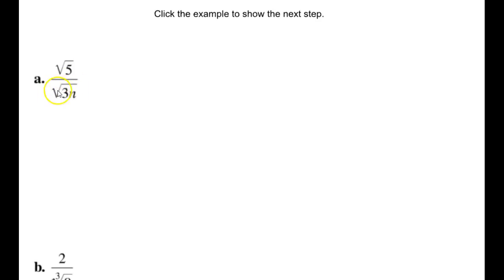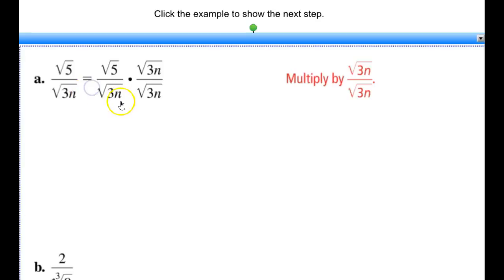So you see I have this radical, and I can't simplify this, right? I don't know what the square root of 3 is, and I don't know what the square root of n is, so that can't be simplified. So how do I get this radical out of the denominator?